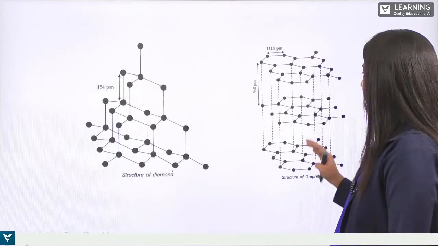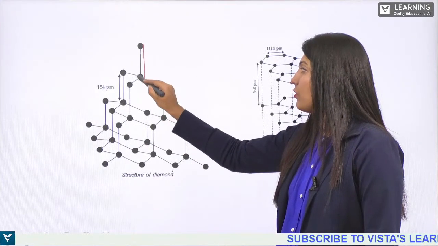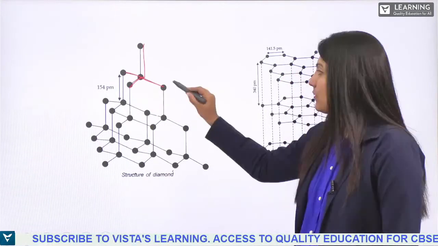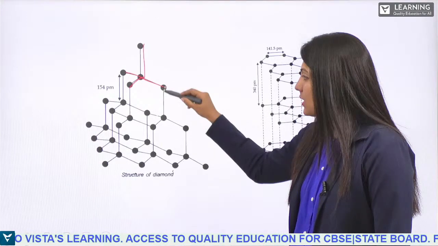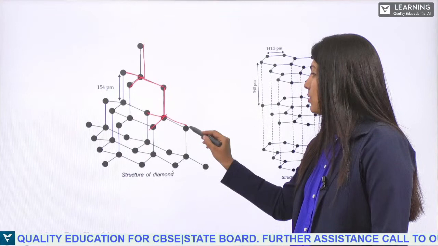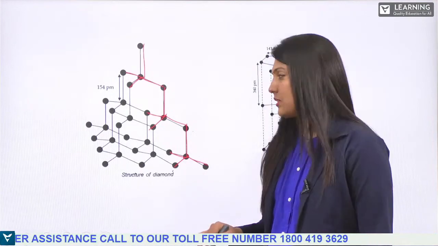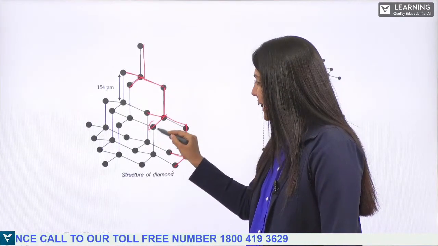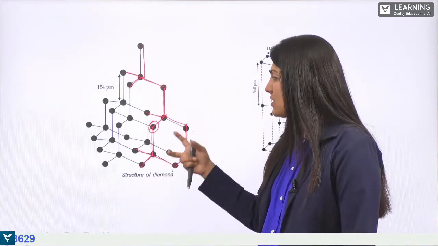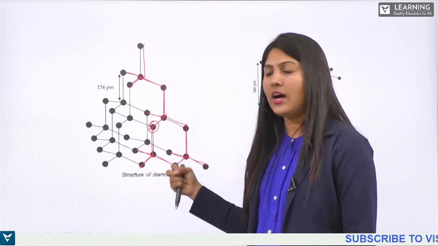So you can see here, this is the structure of diamond, where one carbon atom is bonded with 4 other adjacent carbon atoms. If you take this atom, it is again bonded with 4 different carbon atoms. If you take any one of them, they will be bonded with 4 different adjacent carbon atoms, and this structure is what makes diamond very hard and also highly dense.